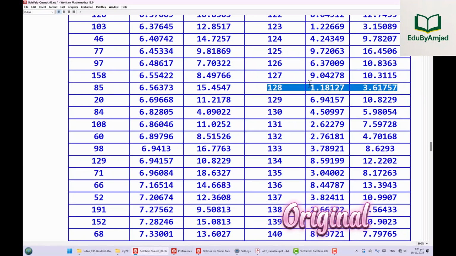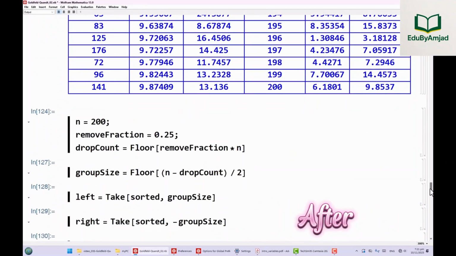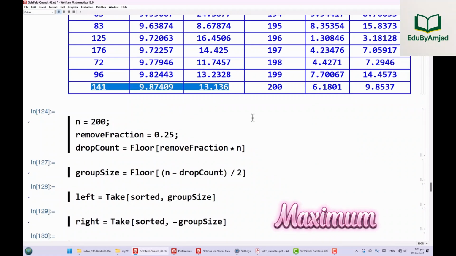Here it is in the original arrangement. Watch how it moves to the top position after sorting. Likewise, the last, that is 200th observation after sorting, is the one which was the 141st pair in the original data set. This is so because its x value is the maximum.